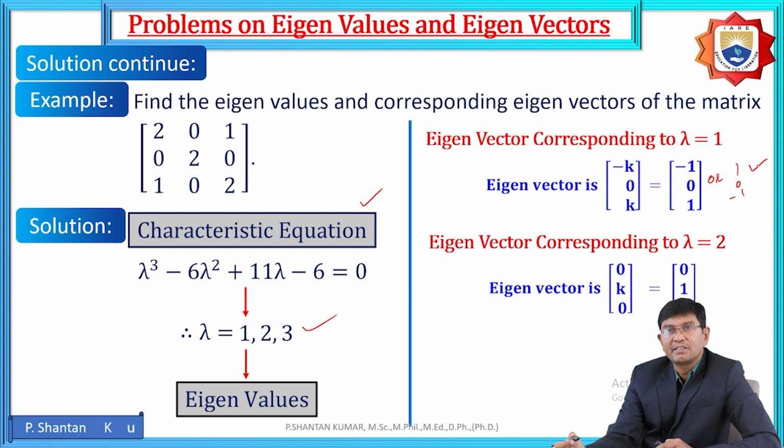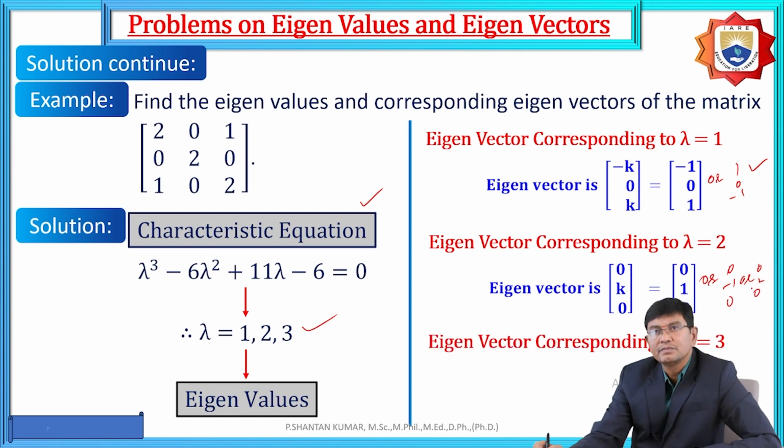Here the corresponding eigenvector is (0, 1, 0), or (0, minus 1, 0), or (0, 2, 0), depending upon k taking any value. And here for lambda equal to 3, it is (1, 0, 1), or (2, 0, 2), depending upon k being any particular real number.